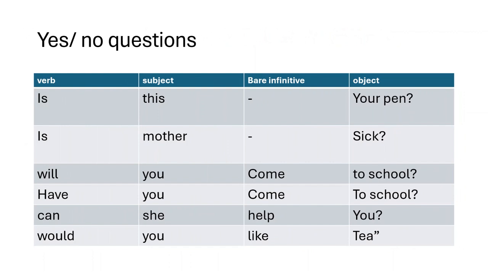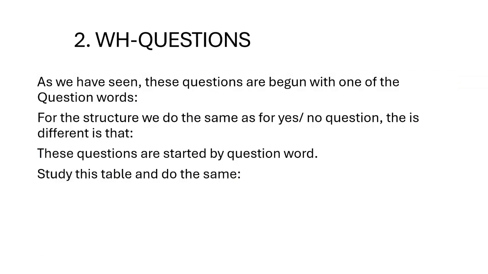For example, is this your pen? Is mother sick? Will you come to school? Have you come to school? Can she help you? Would you like tea? Here there is a question mark. I've forgotten it, the question mark. Would you like tea? Yes. Those are for yes or no questions.